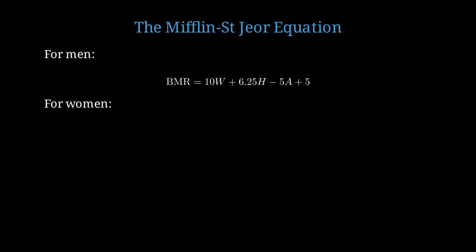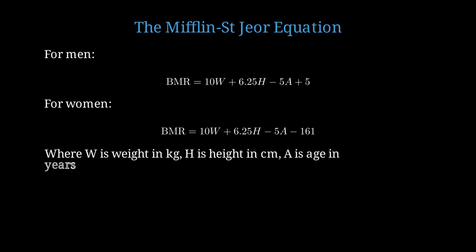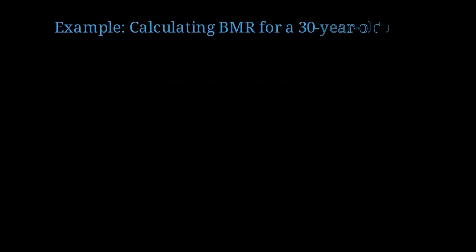To calculate your BMR, we use validated equations. The most accurate is the Mifflin-St. Jeor equation. For men, the equation is BMR equals 10 times W plus 6.25 times H minus 5 times A plus 5. For women, the equation is BMR equals 10 times W plus 6.25 times H minus 5 times A minus 161, where W is weight in kilograms, H is height in centimeters, and A is age in years.